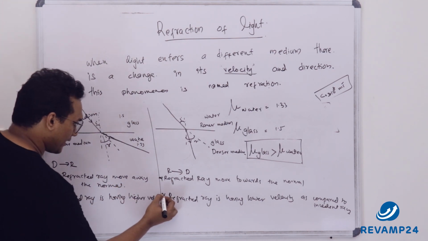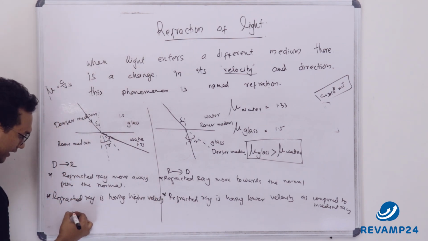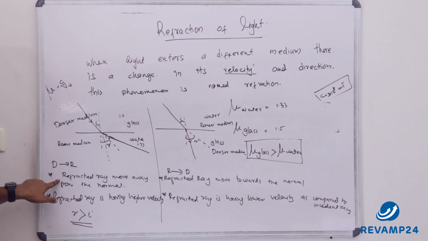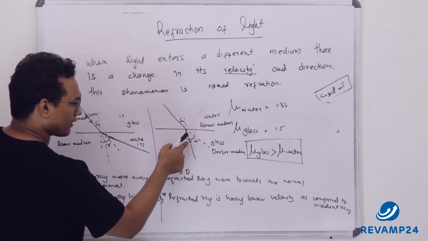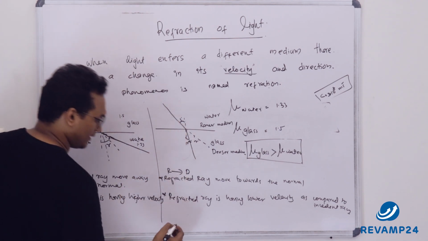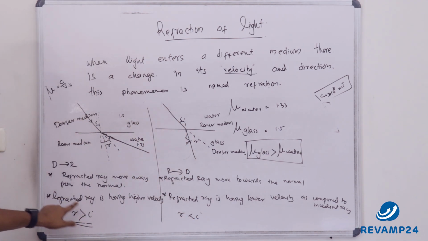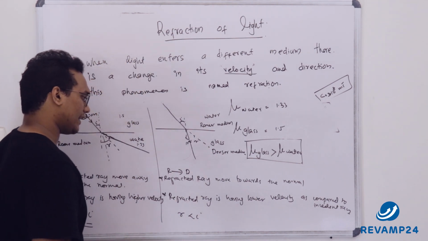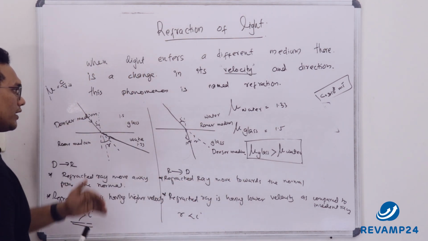Next point of comparison. Here I is less than R, or I can say R is greater than I. That is the conclusion from point number 1. Here in this case, this one is R, right? So R is less than I. R is more than I, which means the refracted ray moves away from the normal. R is less than I means the refracted ray moves towards the normal. So these are very important.